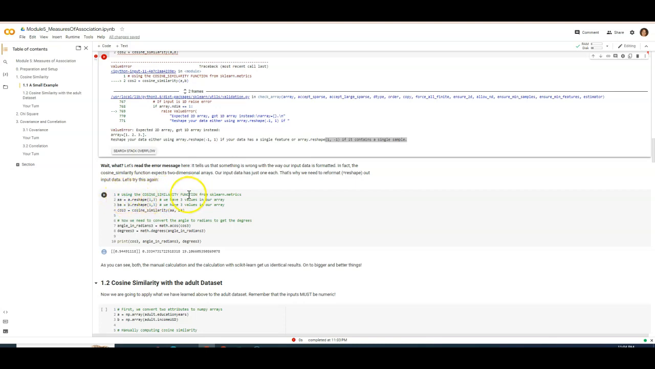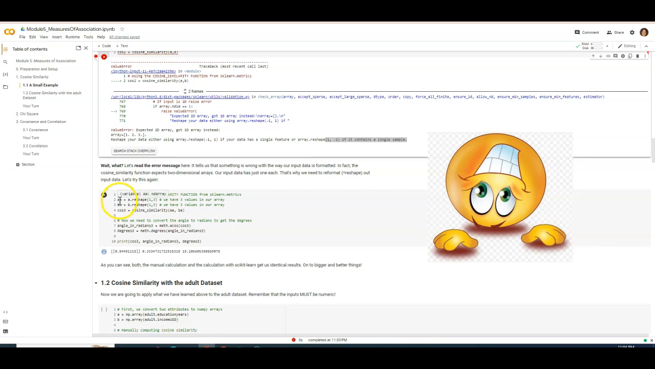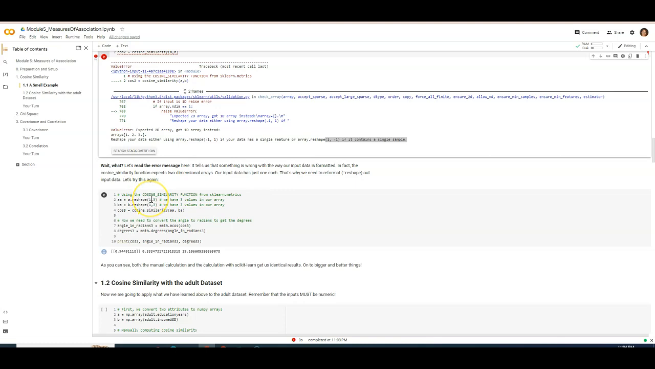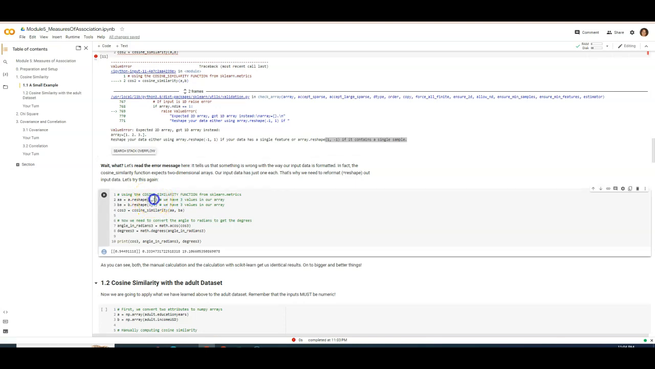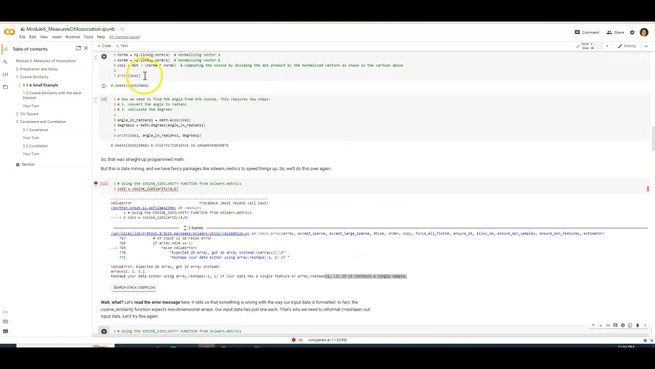In order to use the cosine similarity function from sklearn metrics, we need to use dot reshape. So here's how to do that. I'm calling this AA, and it equals A dot reshape, and then we're going to say 1, and then 3, because we have 3 values in our array. So now it will recognize it as a 3-value array. And then we have BA here, which is what I'm calling the second array. And we're going to reshape B with a 1, and also 3, because we have 3 values in our array here, right?